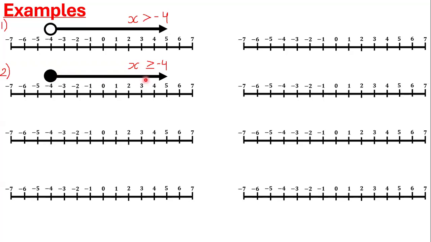All of these are the values that will satisfy this particular inequality, which means that if x is 2, 2 is greater than -4. If x is 4, 4 is greater than -4. If x is 6, 6 is greater than or equal to -4. If x is -4, -4 is greater than or equal to -4. So this graph is basically the solution set for this inequality, okay? So all of these numbers will be satisfied.